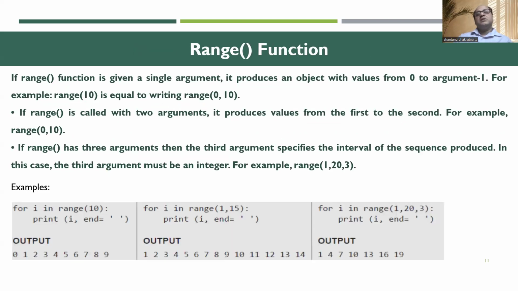Then the range function in the for loop plays a very important role. If the range function is given a single argument, it produces an object within that particular range. But if it is given two arguments, then it produces values from the first to the second, and so on. If it is given three arguments, it will iterate from the starting value to the end value, incrementing by the third value. So the range has three arguments and the third argument specifies the interval of the sequence that is produced. In this case, the third argument must be an integer, the one that we see in this example.